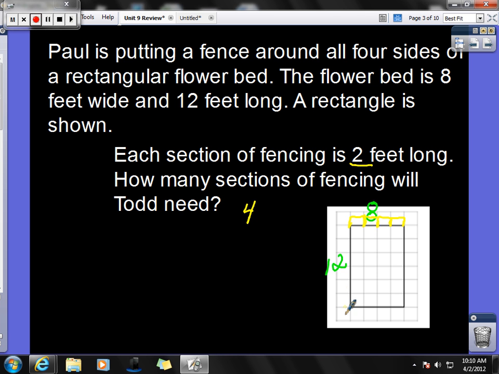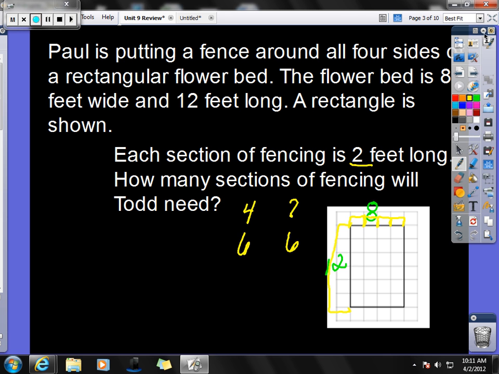For my 12 foot section, that means I'm going to take 12 and divide it by 2. That'll tell me how many fences I need. That means for my 12-foot section from here to here, I am going to have 6 sections of fencing. So if I have 6 here, I'm going to have 6 over here. And if I have 4 here, I'll have 4 down here. Whoops, not 8, 4. Let's fix that here real quick.